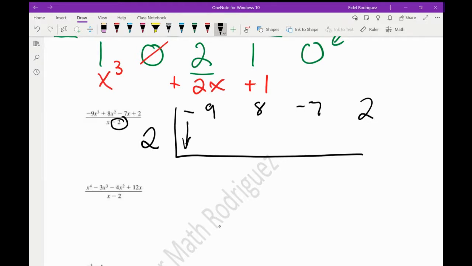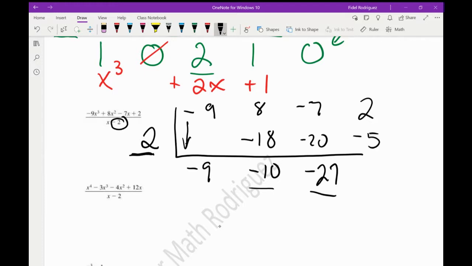First step, remember, bring this number down. Always bring that number down, okay? Now we're going to multiply. 2 times -9, -18. Add them together, that's a -10. We're going to multiply again. 2 times -10 is a -20. We're going to add them together. Negative 27. We're going to multiply 2 times negative 27. Negative 54. We're going to add them together. Negative 52. Okay, so the first thing I notice here, my numbers don't look so pretty, but that's okay.